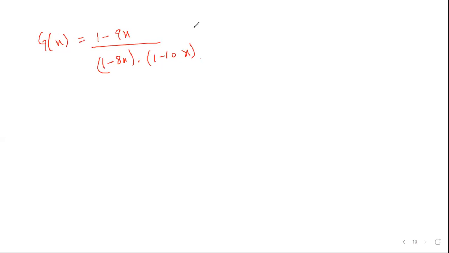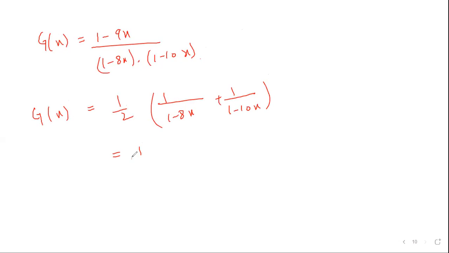Now after that, you have studied the concept of partial fractions. So you will have to use partial fractions, 1 by a plus 1 by b. I believe you are even doing it in maths 1 in engineering also. So when you use the partial fractions concept, I am using it directly. You will get 1 by 2 of 1 by 1 minus 8x plus 1 by 1 minus 10x. Now, this can be written as 1 by 2 into Σ n = 0 to ∞ 8ⁿ xⁿ plus Σ n = 0 to ∞ 10ⁿ xⁿ.